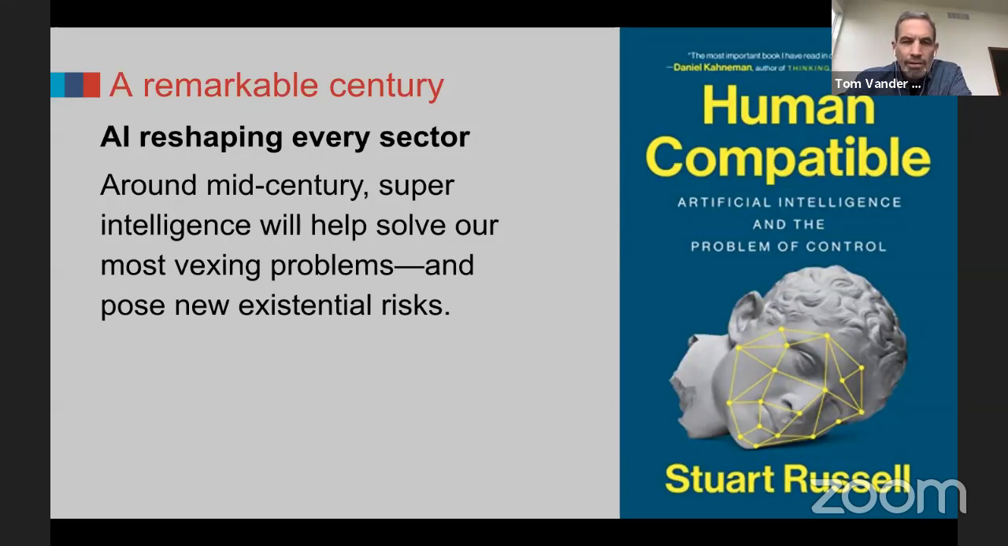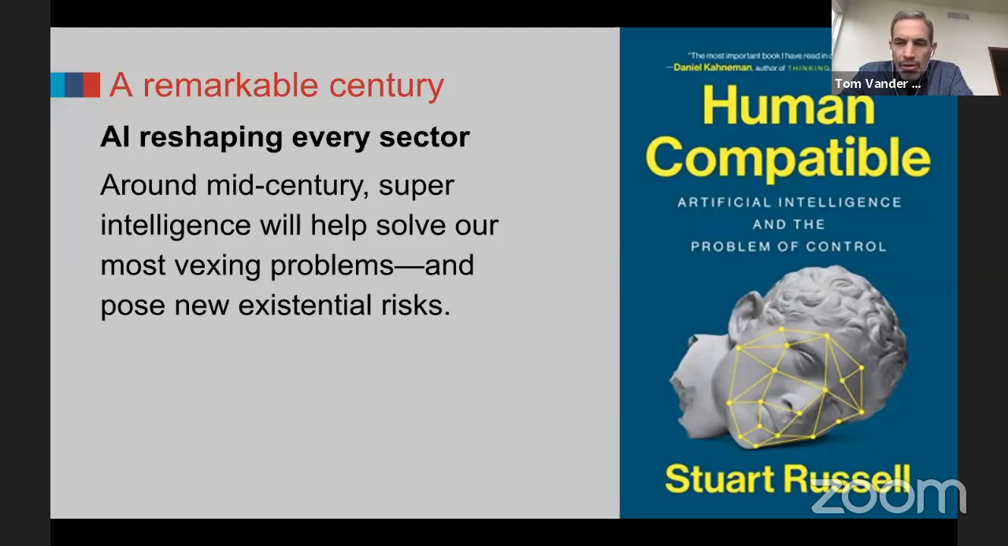Not more than 30 years from now, we're going to see the rise of super intelligent computers. This is good news and bad news. It's going to help solve some of our most vexing problems. We'll be able to solve many diseases. We'll be able to create clean and inexpensive energy. We'll be able to take a lot of the drudgery out of work, but it's also going to pose a set of new existential risks.